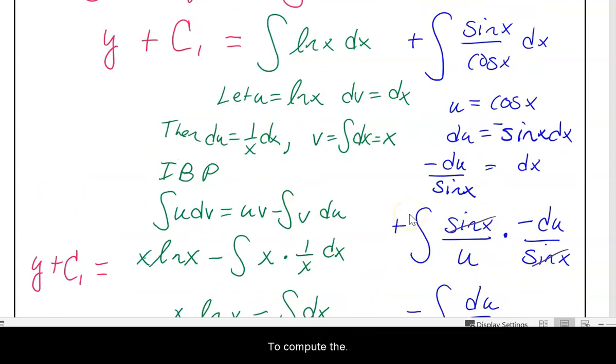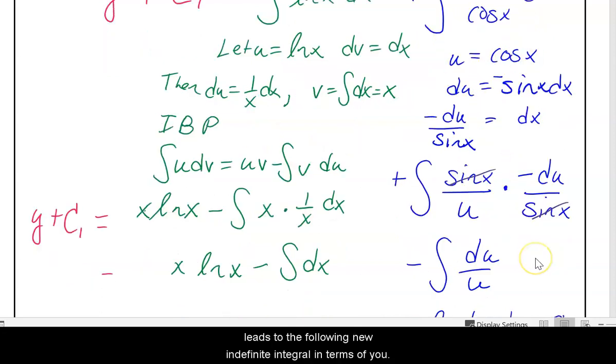To compute the indefinite integral of tangent, I wrote it as sine divided by cosine so that I could do u substitution by choosing u to be cosine of x. That gives you du is negative sine of x dx, and solving for dx, I get negative du over sine of x. Substituting those into the original indefinite integral leads to the following new indefinite integral in terms of u.